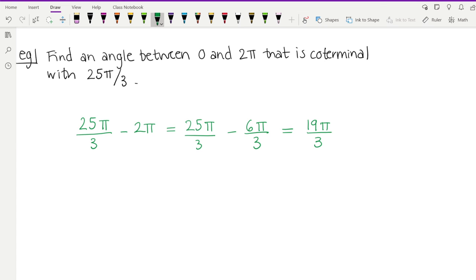How do you know? Well, basically, again, think of 19 pi over 3, that's the same thing as 19 thirds times pi. And 19 thirds is a lot bigger than 2, right? 19 over 3, that's a little more than 6. So it's definitely bigger than 2 pi. So let's do it again. We can find another coterminal angle by taking 19 pi over 3 and subtracting out 2 pi again.